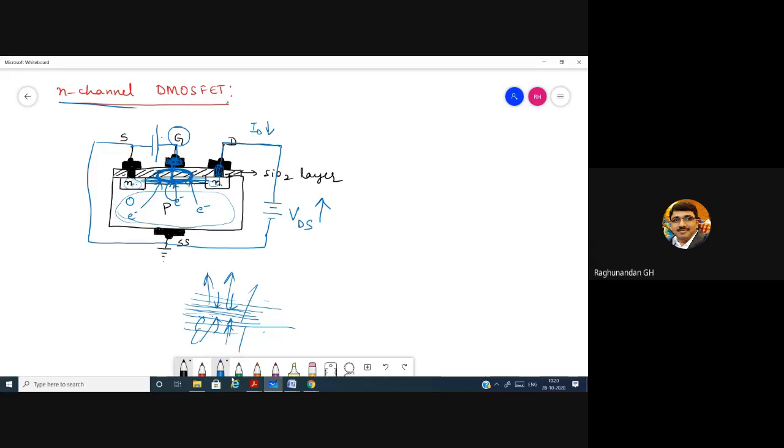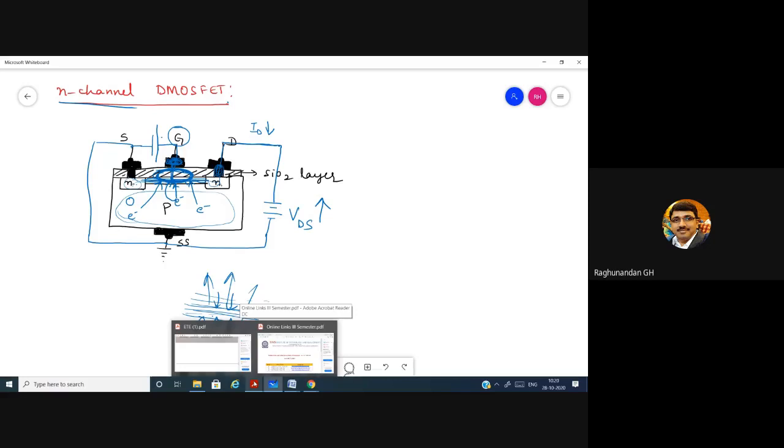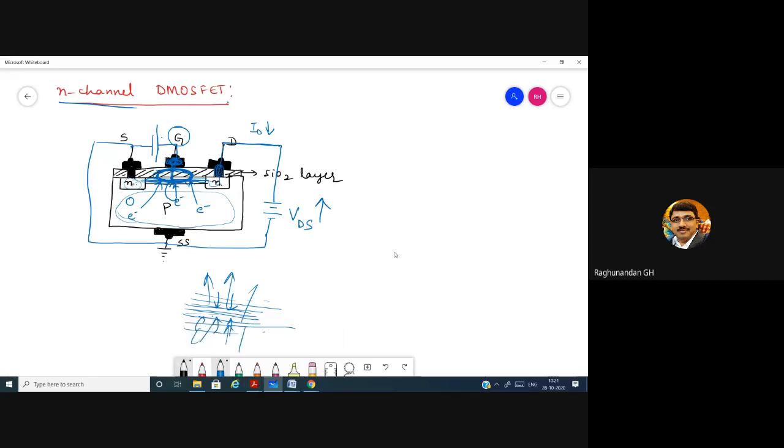Similarly, the P channel D MOSFET works the same way. It is just the inverse of it. We will have two P wells and one N well. So this is about the D MOSFETs. In the next class we'll study the characteristics and symbols, and we'll go to the E MOSFET and see the other topics.